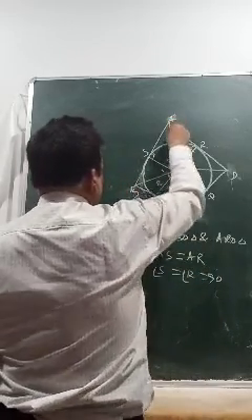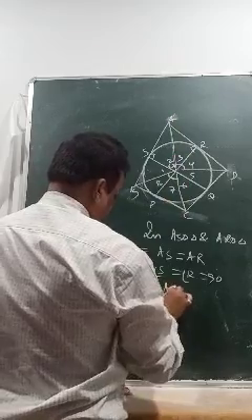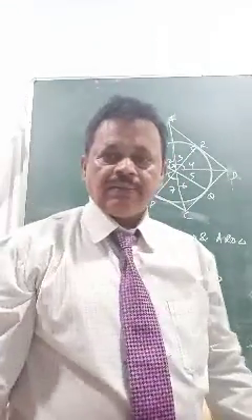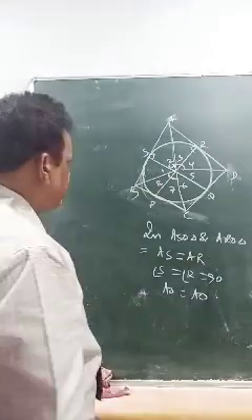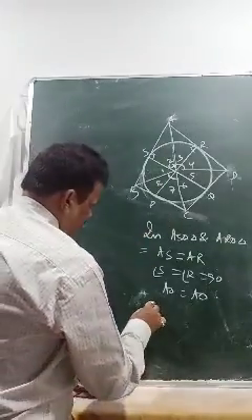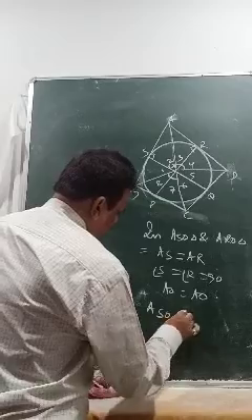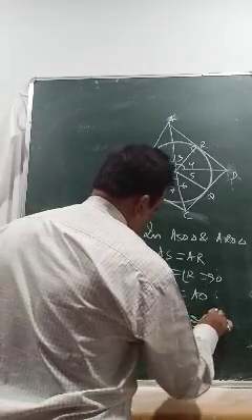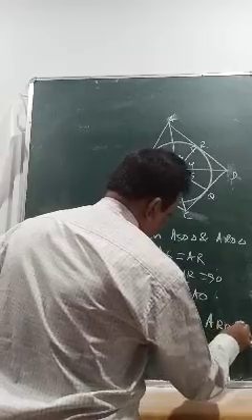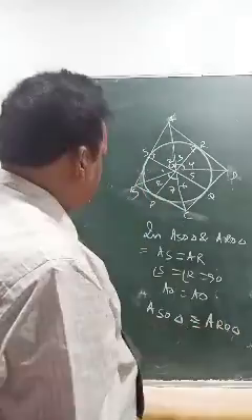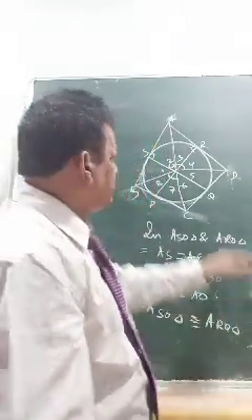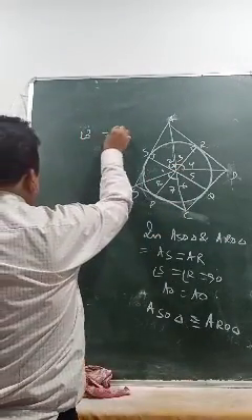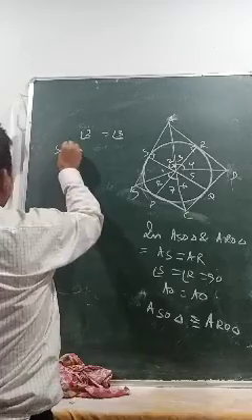Then AO is common. Okay, that means what did you get? Congruent. ASO triangle is congruent to ARO triangle. So congruent means the remaining angles will be equal. Remaining means 2 and 3 will be equal. 2 equals 3.